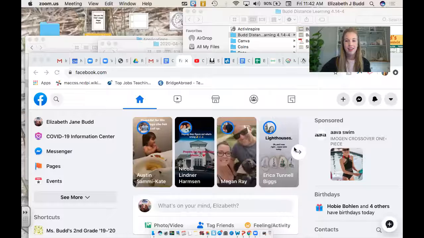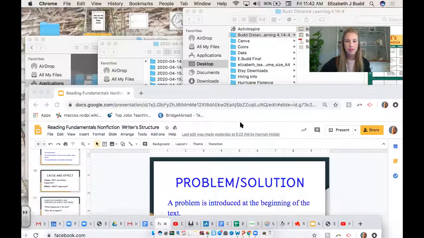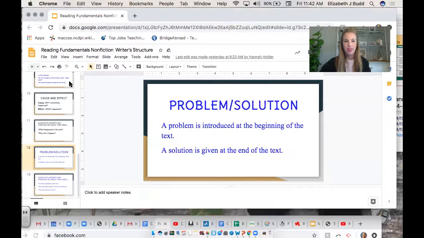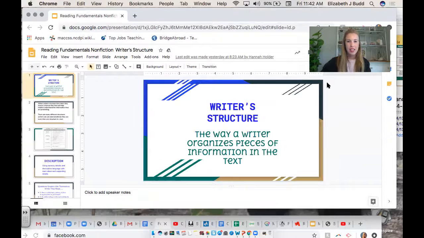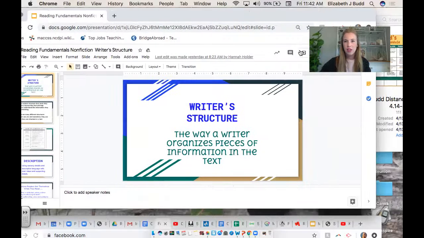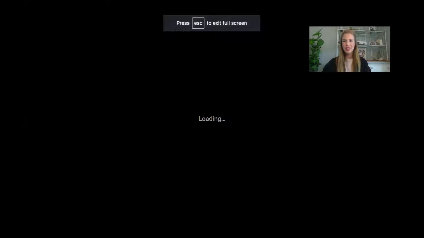Today we're going to do our final nonfiction text structure. So far this week, we've talked about a lot of nonfiction text structures. I'm going to go ahead and share my screen with you, and we can go through those and get started on our new one. Alrighty. Let me make this larger so you can see it.